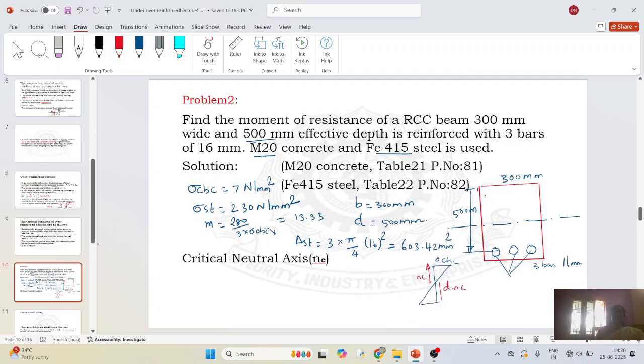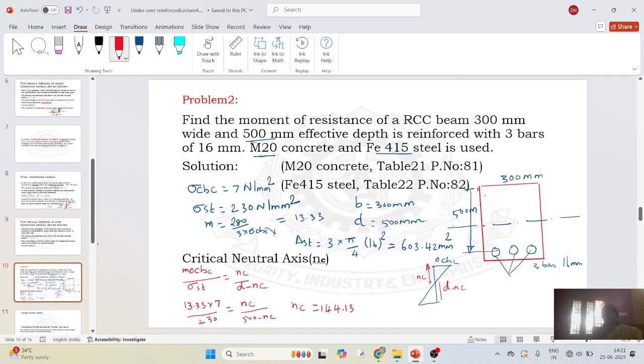Critical neutral axis. From the stress diagram, based on the similar triangle concept, M into sigma CBC divided by sigma ST equal to NC divided by D minus NC. We want to calculate the critical neutral axis. So after substituting the values, 13.33 multiplied by 7 divided by 230 equals NC, the unknown value, divided by D minus NC, where D is the effective depth, so 500 minus NC. Solving these equations, we get NC equal to 144.13.